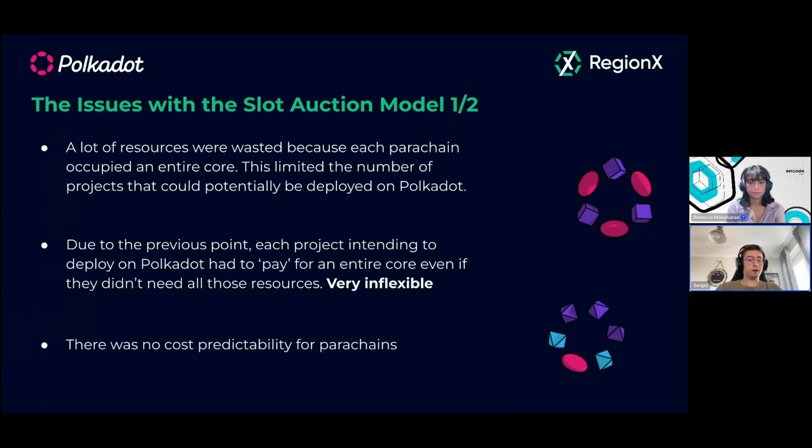So another issue is also that there is no cost predictability for parachains. A parachain might win a slot auction and reserve a slot for 2 years, but after the slot is complete, they will have to bid again for the slot, and there is really no predictability on how many DOT tokens will have to be locked to win this slot auction.